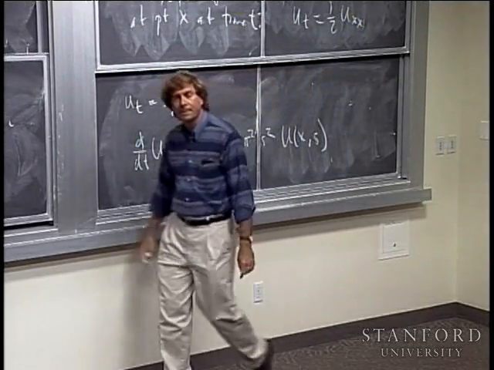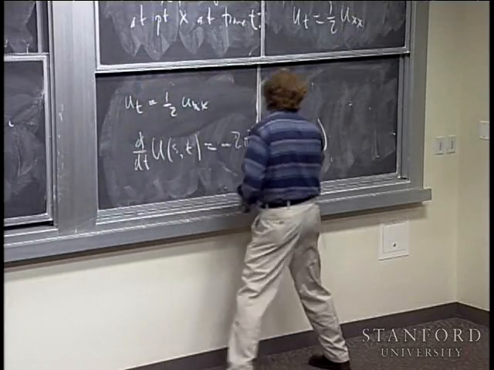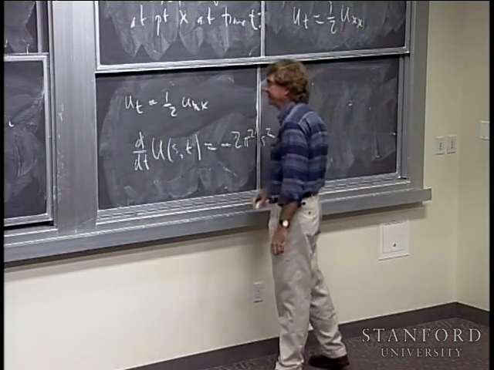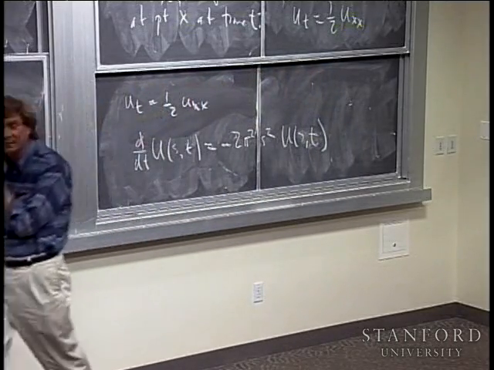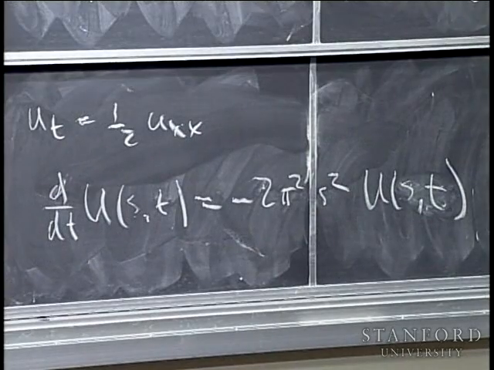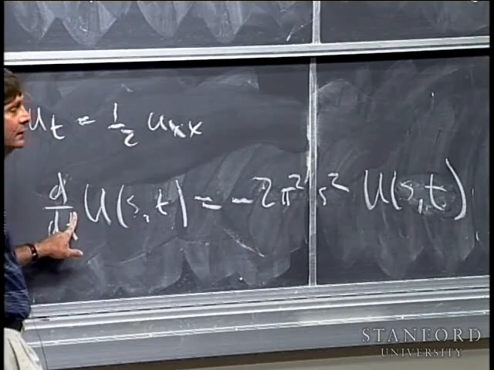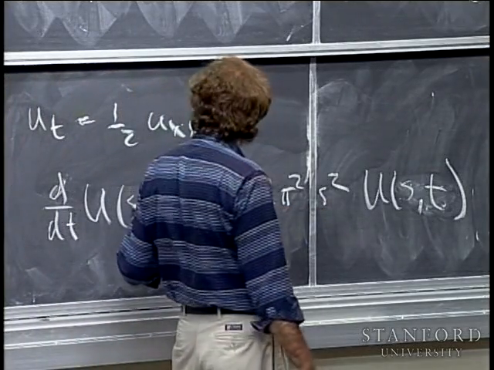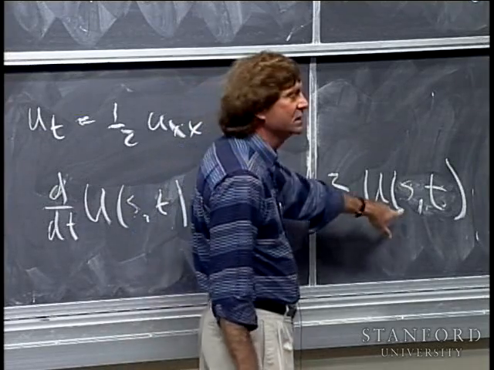U of s, t. All right? Now look at this, kids. That's an ordinary differential equation for capital U. It's a derivative with respect to time. All right? This is a constant as far as time is concerned. It's dU/dt is equal to a constant times U.